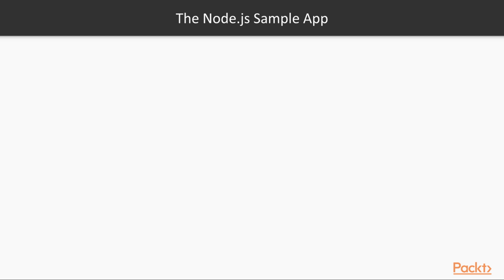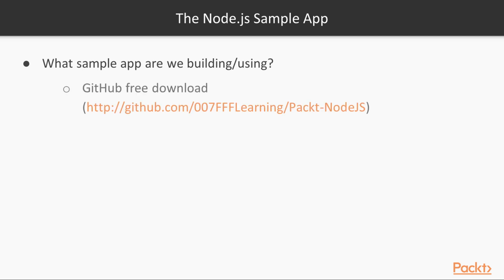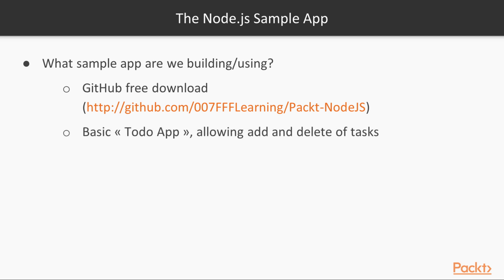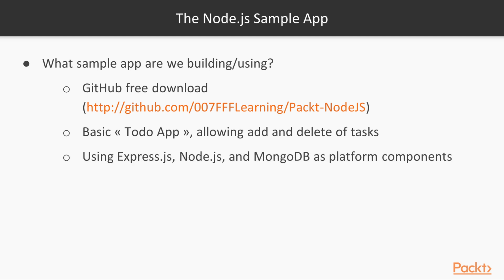So a little bit more in detail for each and every module. So the first module, the Node.js sample application. So the main question here is, what is this sample application that we're using and that we're going to build throughout this course and migrating from our on-prem development station into the Azure world? So it's based on a download that you can grab from our GitHub repo, and more on that obviously later on in the technical modules. It's a pretty basic, I would say, to-do application, allowing you to add and delete tasks. It's based on Express, Node.js, and MongoDB as the platform components.